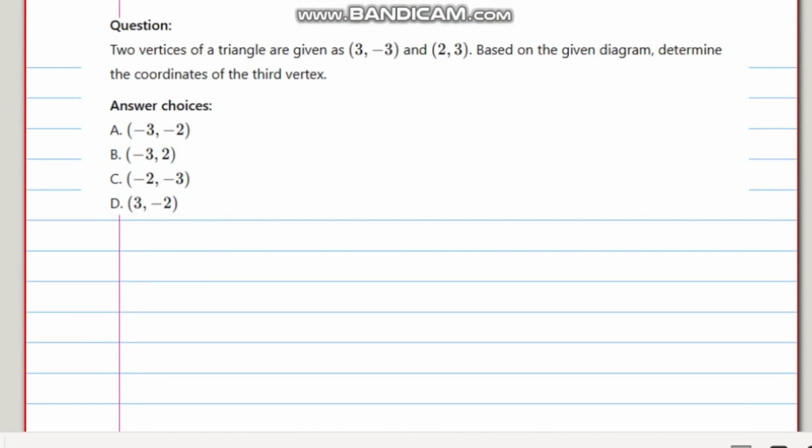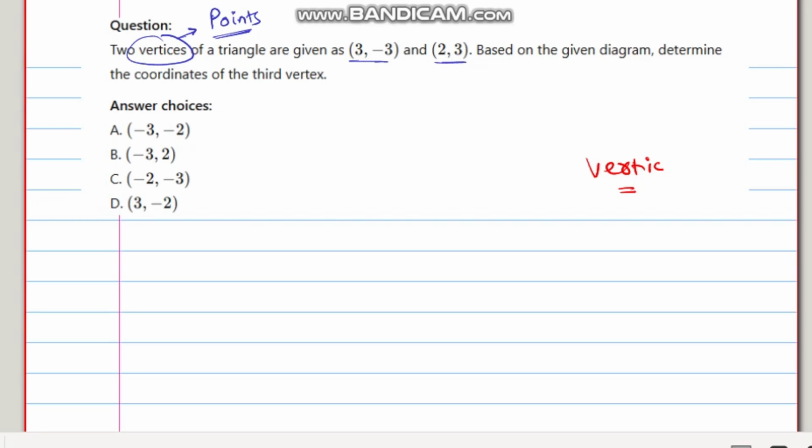First of all, I want to read this question. The question is: two vertices of a triangle are given. The vertices are (3, -3) and (2, 3). What is meant by vertices? Vertices are nothing more than points. Vertices mean points. First of all, note this: vertices mean points. Don't be afraid of the word vertices. Vertices are just equal to points.